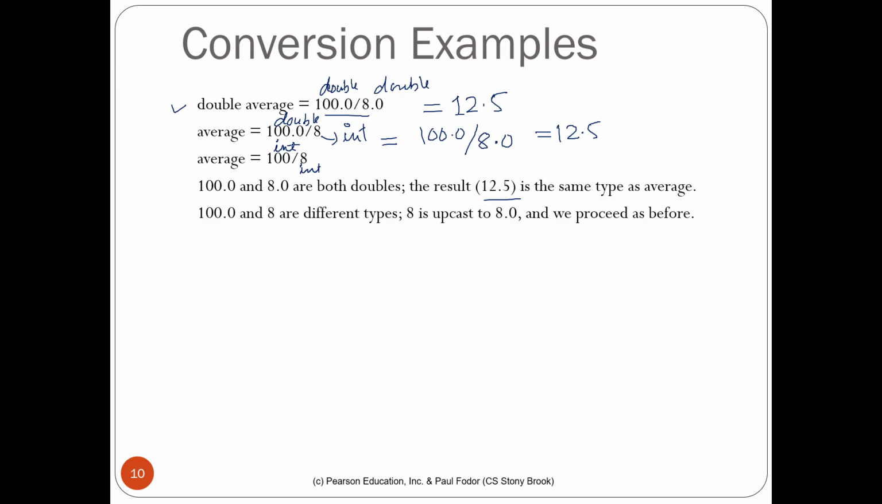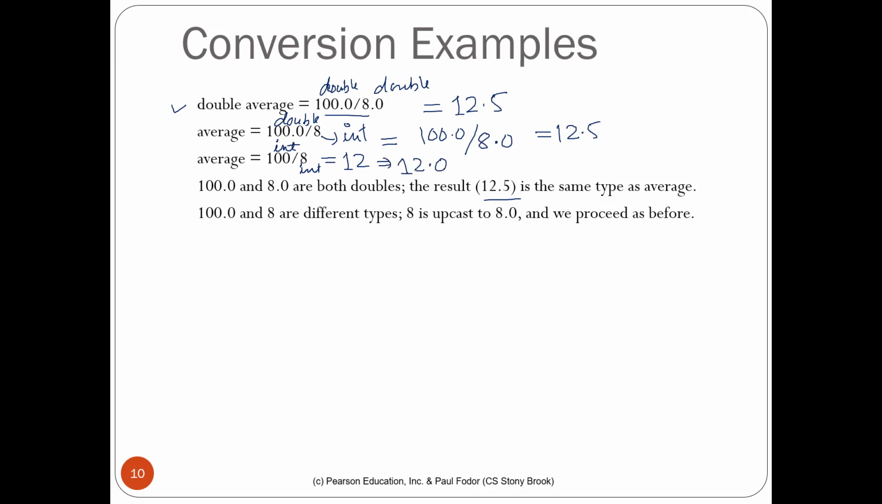You have integer numerator, you have integer denominator, you can perform the division, but that division would be integer division, so the result would be 12. 12 would be the result of this division, right? But once you assign 12 to average, which is double type, then this 12 will be represented as 12.0.